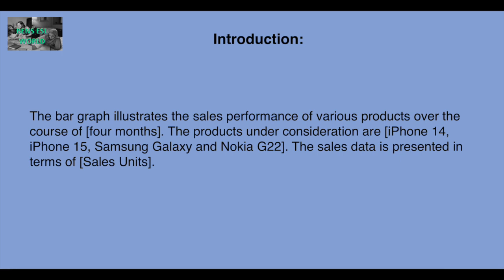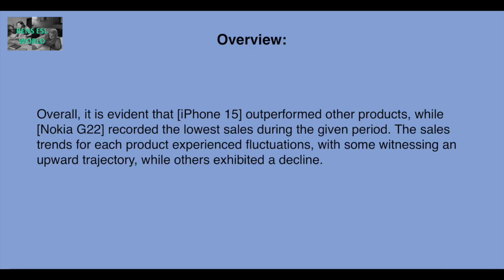Introduction. The bar graph illustrates the sales performance of various products over the course of 4 months. The products under consideration are iPhone 14, iPhone 15, Samsung Galaxy and Nokia G22. The sales data is presented in terms of sales units. Overview. Overall, it is evident that iPhone 15 outperformed other products, while Nokia G22 recorded the lowest sales during the given period. The sales trends for each product experienced fluctuations, with some witnessing an upward trajectory, while others exhibited a decline.